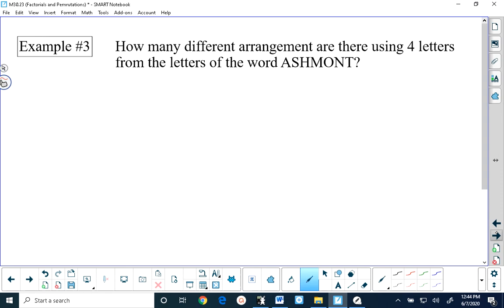Example 3 says we have the letters from the word Ashmont, and there are 7 different letters, but we're going to arrange them in groups of 4 at a time. The fundamental counting principle says if I wanted to know how many ways to arrange 4 letters out of that group of 7, I would put a 7 here because I have 7 different letters to choose from for the first letter of my arrangement, and then I would have 6 and then 5 and then 4. And of course, just like Bobby Bear selecting a shirt and a pair of pants, we have to multiply our options here. And what we get is 840.